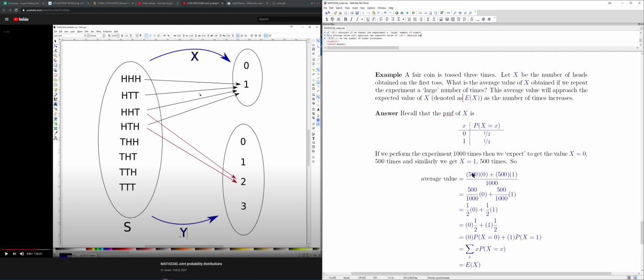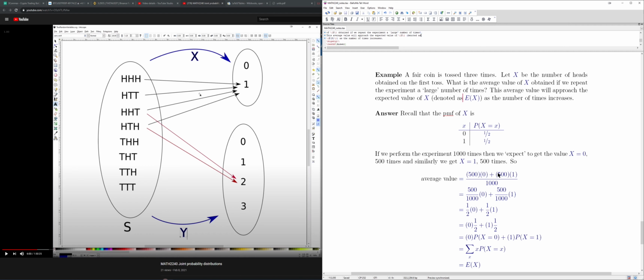Well, you need to add up all your possible outcomes. You get 1 500 times, so that's 1 plus 1 plus 1, 500 times, which is 500 times 1. And you get 0 500 times, so that's 500 times 0. The total, if you add up all the values that you get, would be 500 times 0 plus 500 times 1, which is 500. And the average value would be this sum over 1,000.